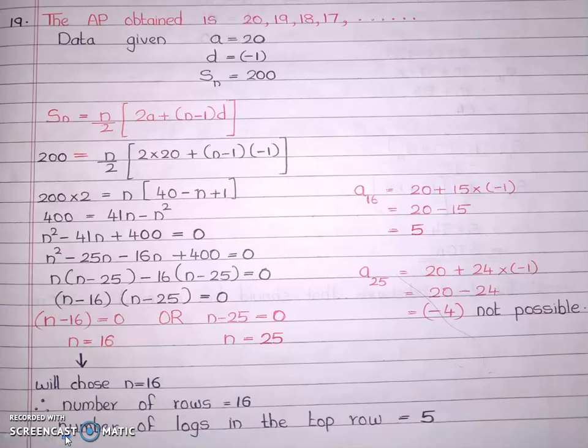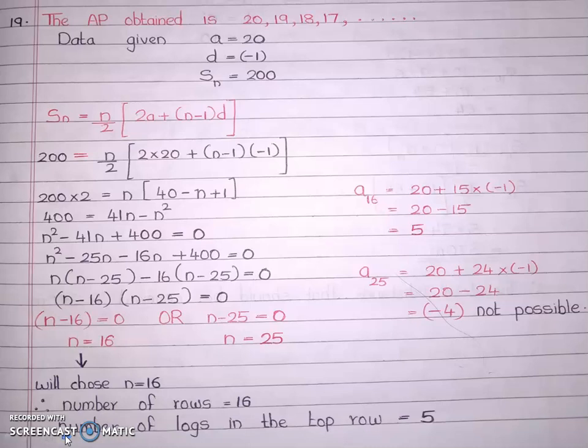Next question. Question number 19 is given in page number 114. 200 logs are stacked in the following manner. 20 logs in the bottom row, 19 in the next row, 18 in the row next to it, and so on. In how many rows are the 200 logs placed and how many logs are in the top row?